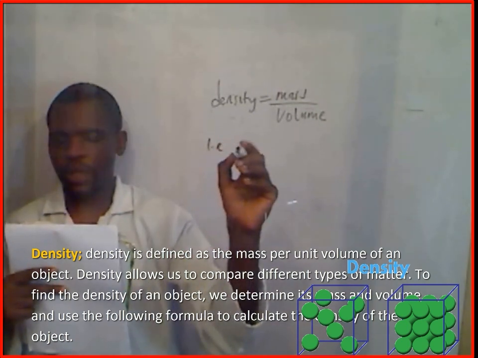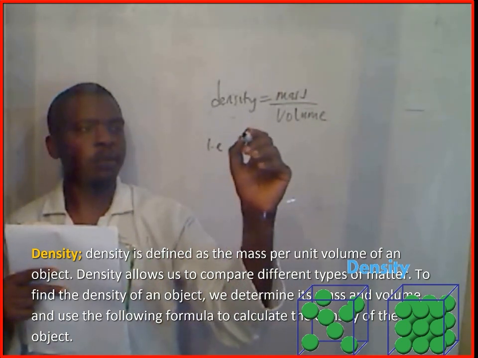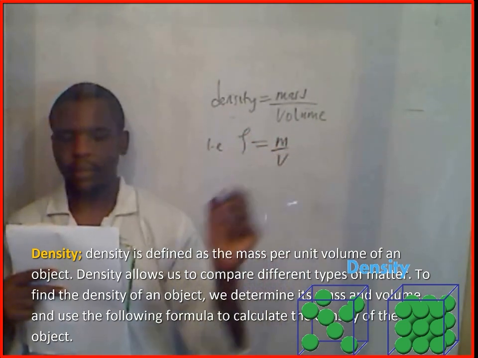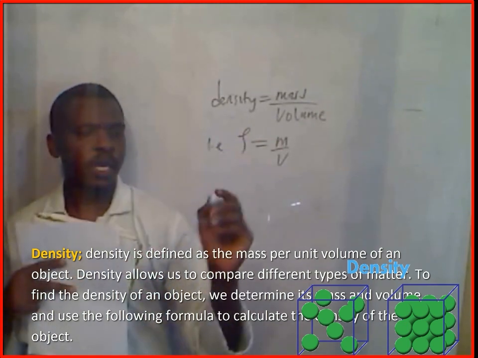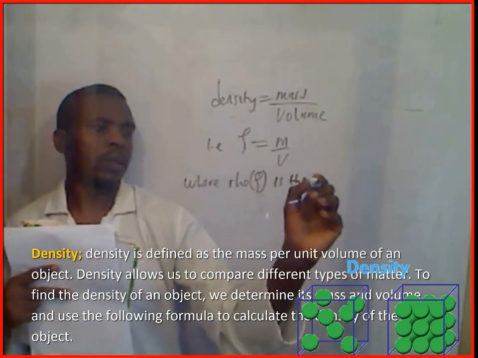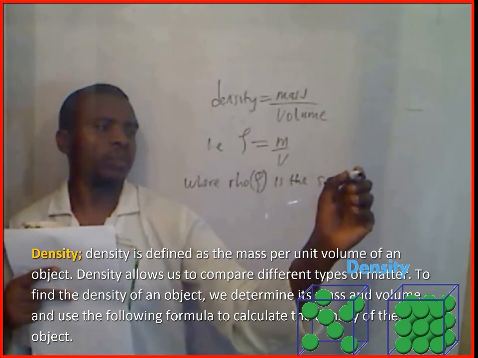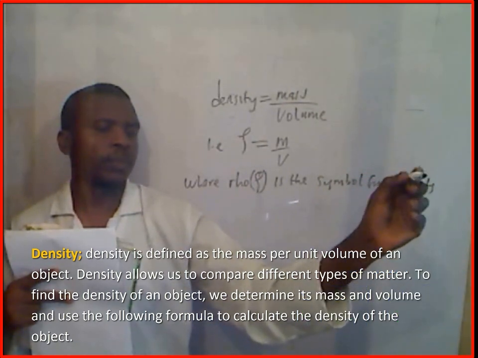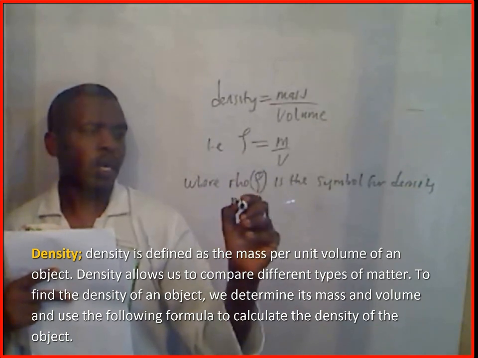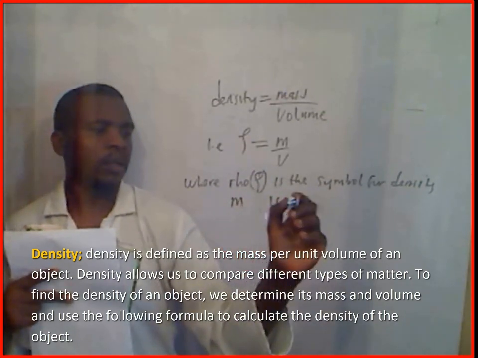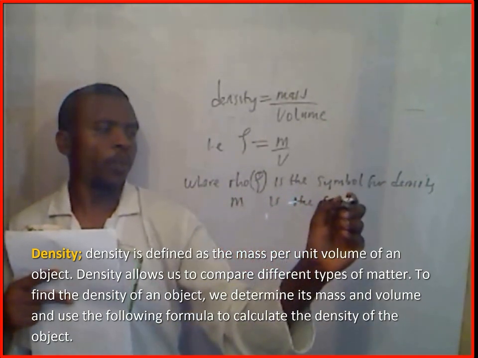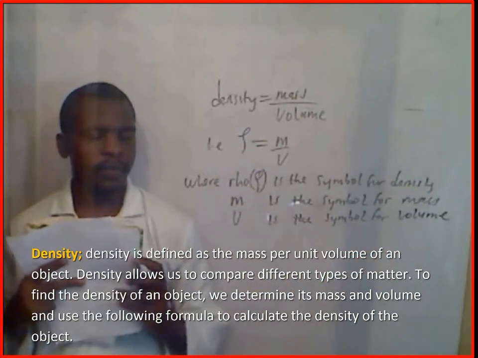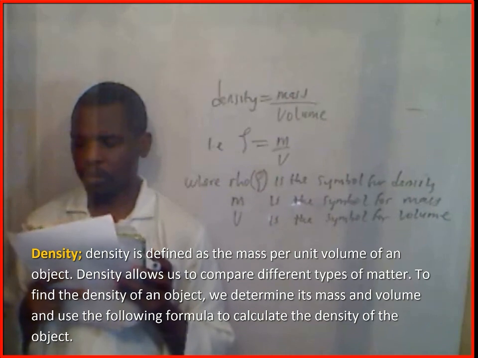Symbolically, you can say density, which we abbreviate as rho, is equal to m over v, where rho is the symbol for density, m is the symbol for mass, v is the symbol for volume.